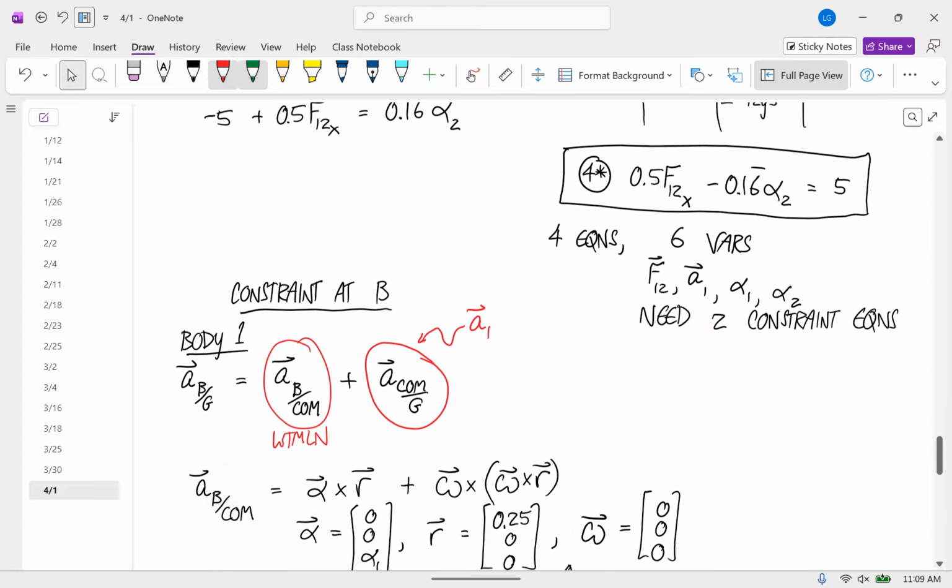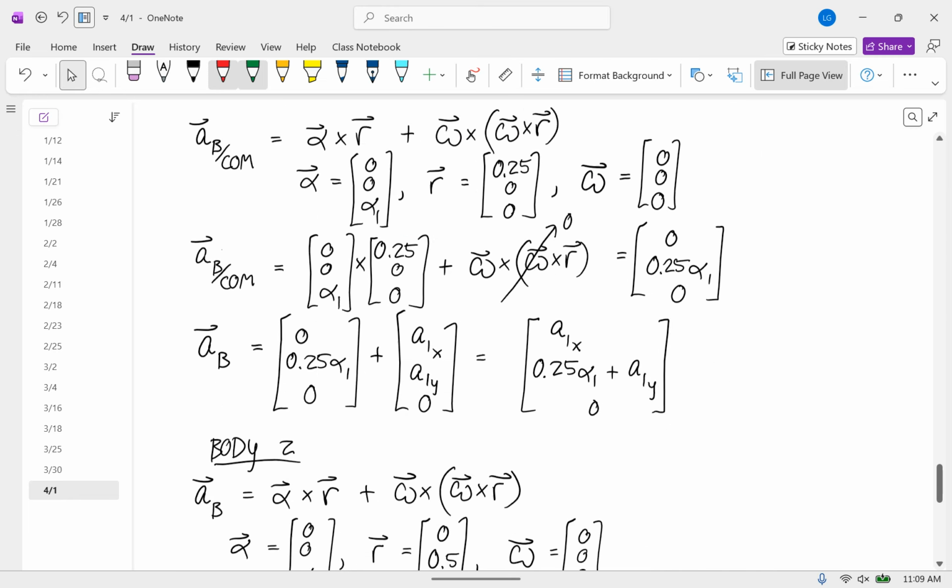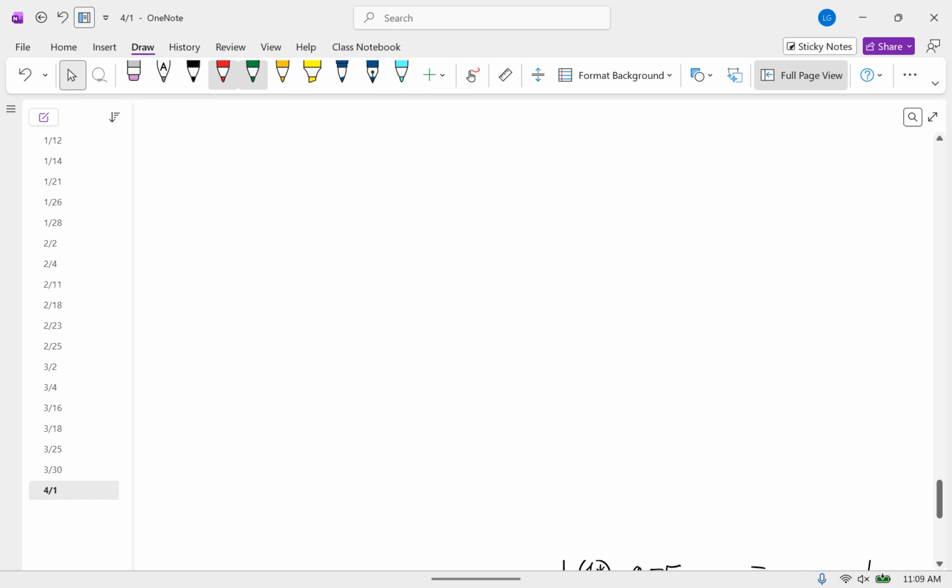Then equation 3: F12Y, we have 0.25. Alpha 1, we have negative 0.0416. I already forgot.